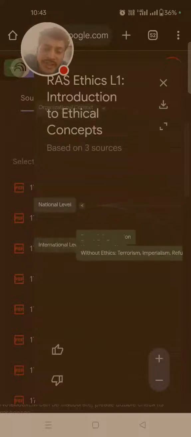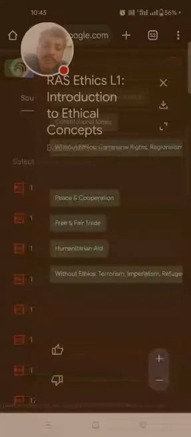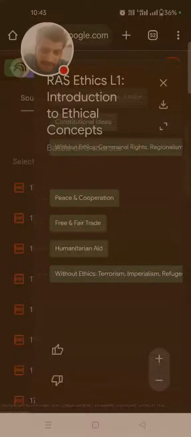At the international level, international ethics maintain peace and cooperation, free and fair trade, and humanitarian aid. Without ethics, there are terrorism, imperialism, refugee crises, protectionism, and tariff wars.